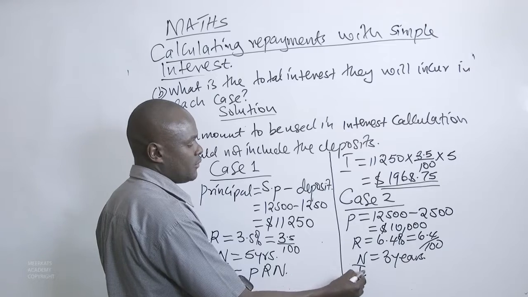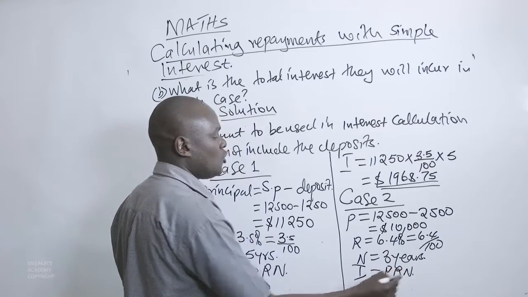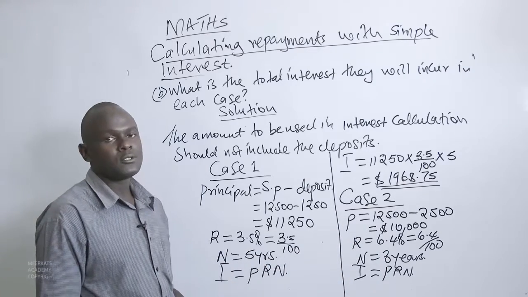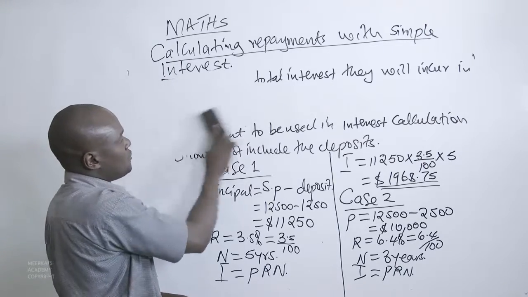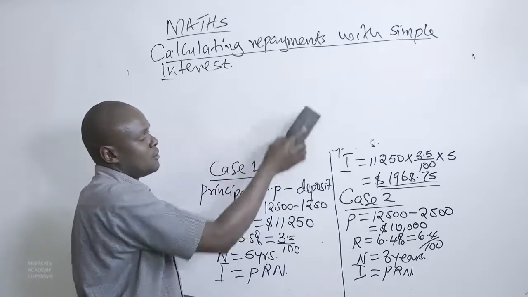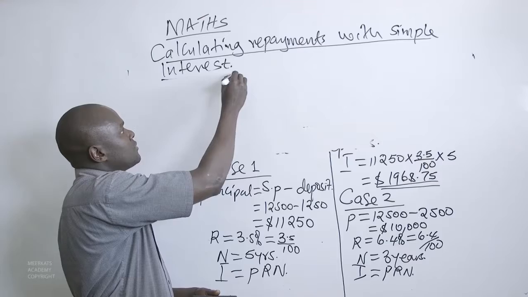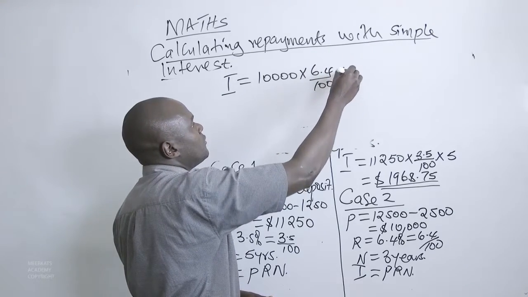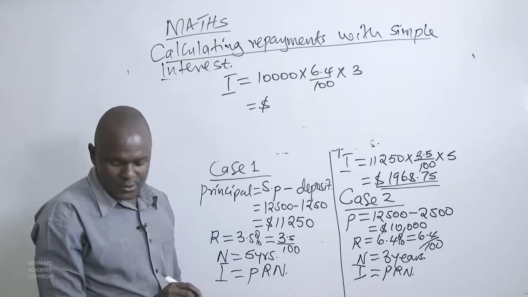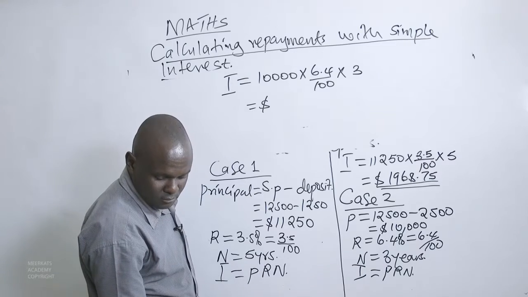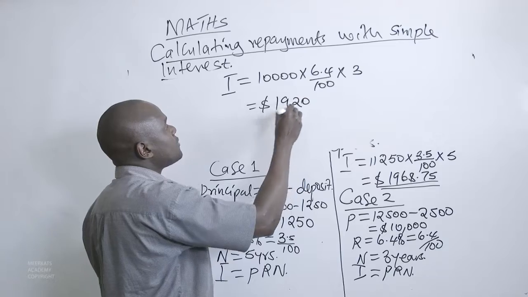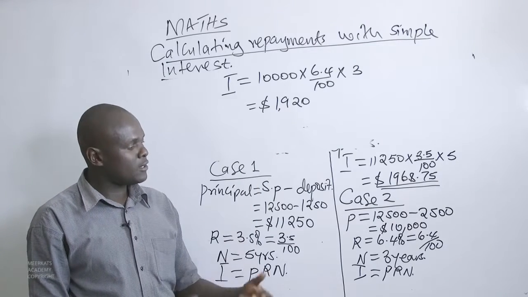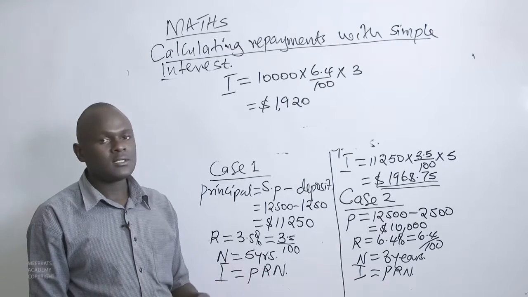So when we move on, we need to write down our simple interest formula. We should always do that so that it will help us check whether we have identified all the provided information that we need to substitute into this formula before we proceed with calculations. And this interest will be equal to $10,000 multiplied by 6.4 out of 100 multiplied by 3 years, giving us an interest equivalent to $1,920.